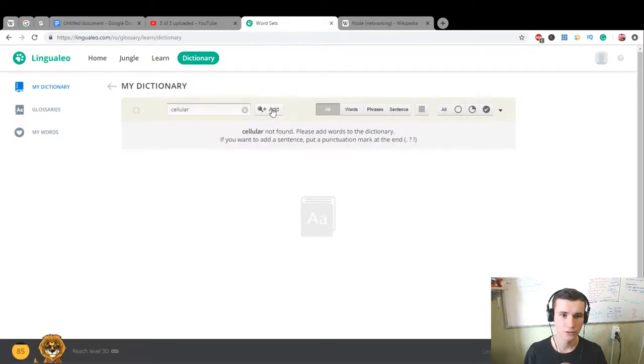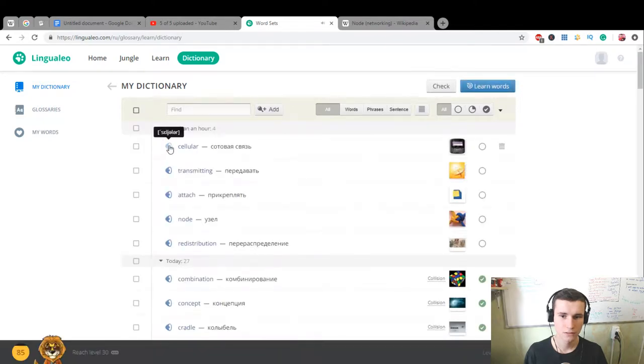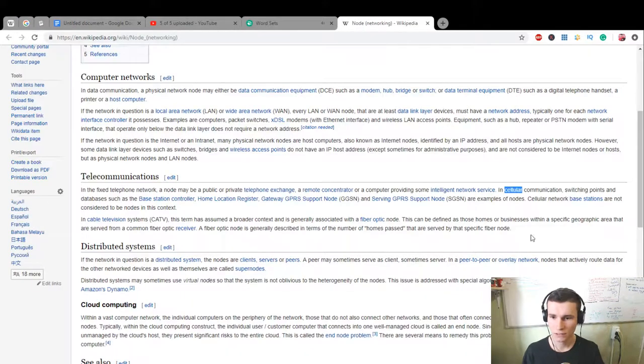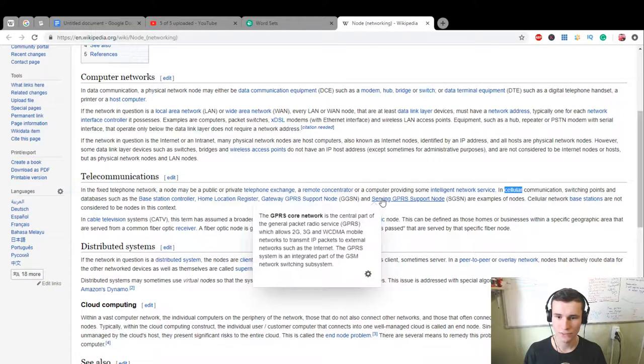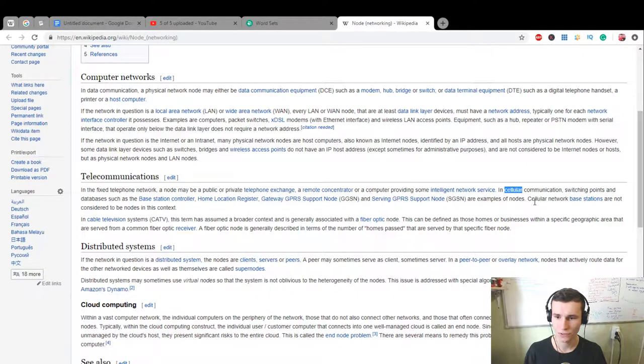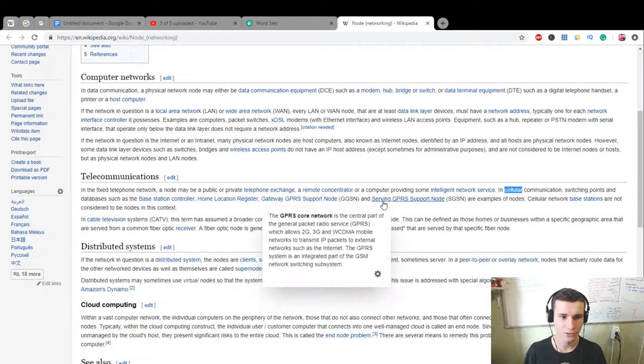In cellular, what is cellular? Cellular. In cellular communication, switch points and databases such as the base station controller, home location register, gateway GPRS support node, and serving GPRS support node are examples of nodes. Cellular network base stations are not considered to be nodes in this context.